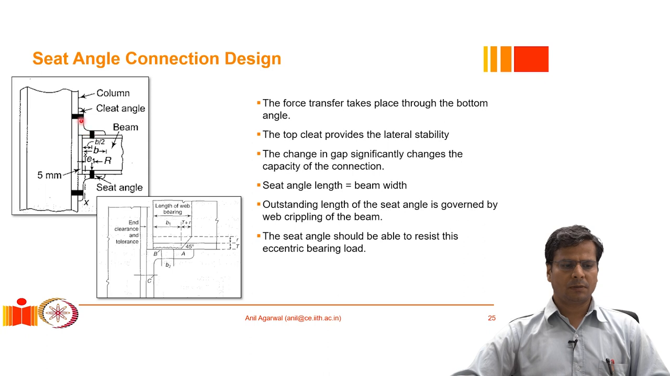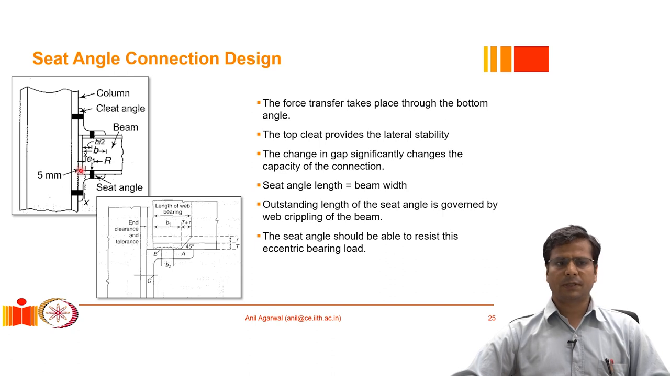However, it is relatively easy to provide it with a column. Here, one must realize that there is again a gap left between the beam and the column, and the purpose is the same, that it should allow some flexibility for the beam to rotate. Right? So therefore, there is a gap left. Now, if that gap is too little, it will not give the beam any flexibility to rotate, and when the beam wants to rotate, it will pull on this cleat angle, and it will introduce unnecessary tension force demand, which we can avoid simply by increasing this gap.